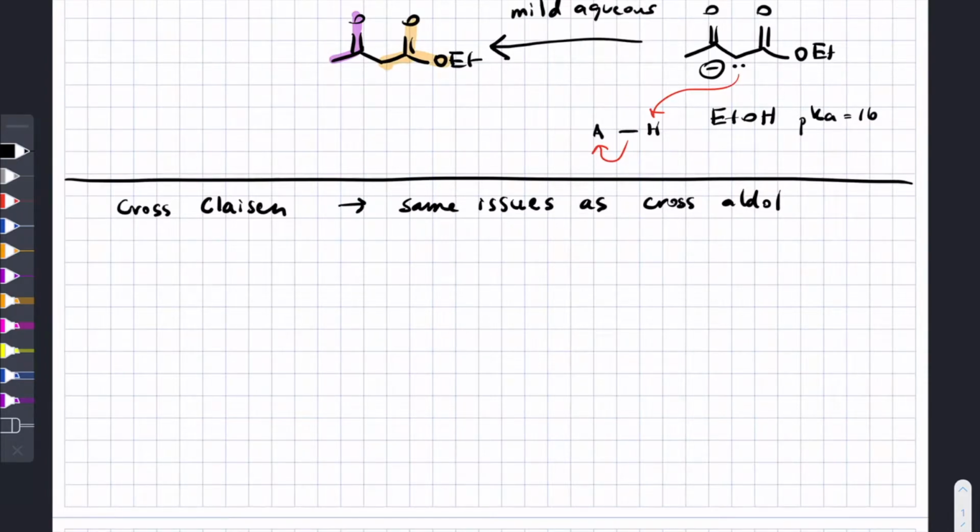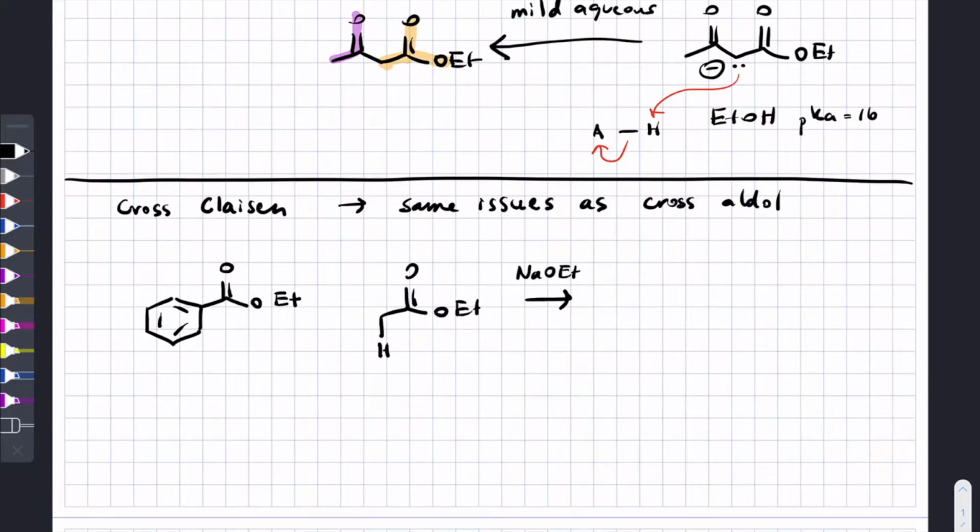And so our typical solution is going to be to use a partner that doesn't have any alpha protons. So use this ester and then use another ester that does have alpha protons. This one gets to be the enolate, and so the product of that reaction can only be this. You can't get any of the self-Claisen product of this ester because there's no alpha protons there.